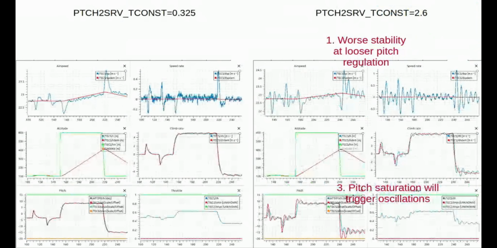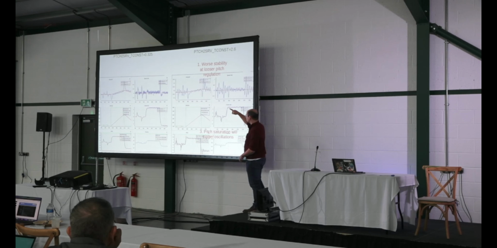So, on the right, it's a case of a very weak pitch tune. On the left, it's the nominal case. So indeed, we see that we get looser pitch when we get a looser pitch regulation. Yes, as we expect, we see worse oscillations on the airspeed regulation as well. We see worse oscillations in the climb rate. We do not climb as steadily as in the nominal case.